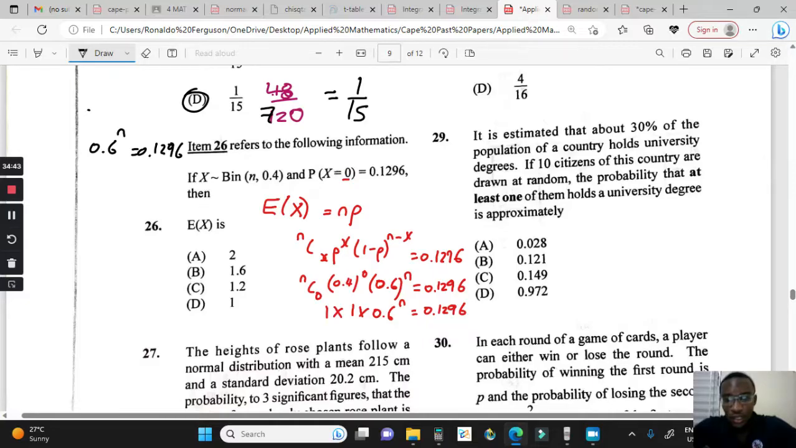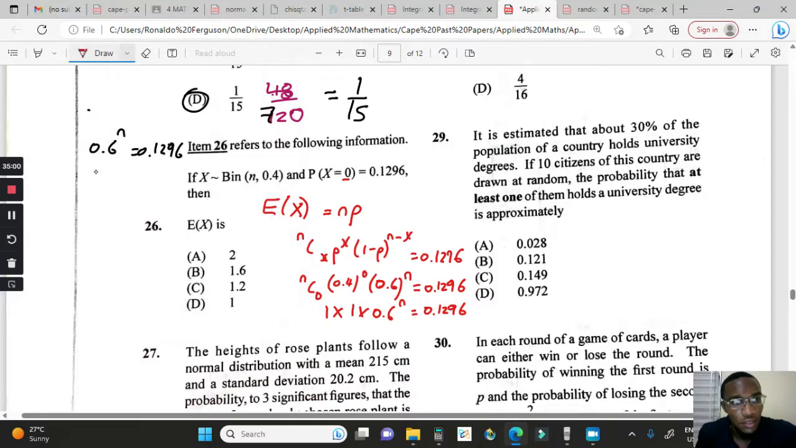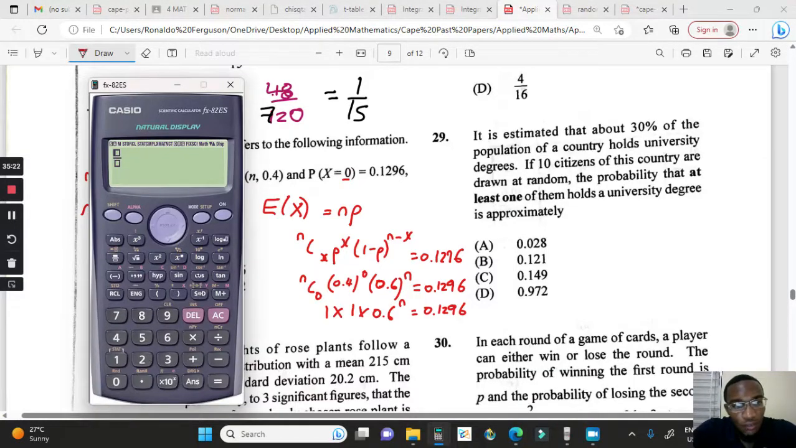So again, we're at this point, and now we just need to log both sides. I want to change the ink color. So now n log 0.6 equals the log of 0.1296. So n is equal to log 0.1296 over log 0.6. Put that in your calculator: fraction button, log 0.1296 divided by log 0.6. And we get n. N is 4.